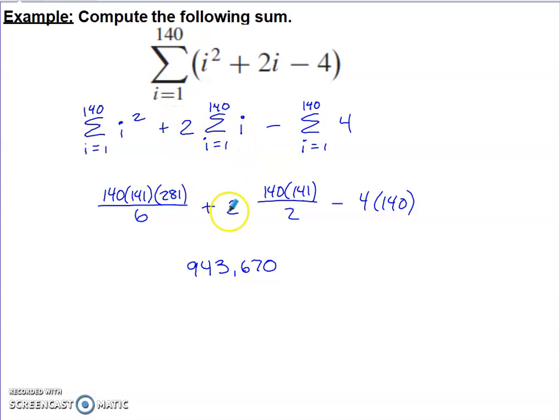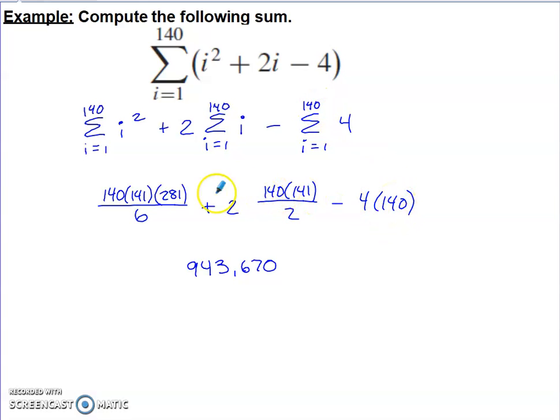So I copy this 2 in, and then that middle formula is going to say I take where the summation ends, 140, multiply by one value above that, 141, and divide by 2. And then the first formula that we saw on that last screen said if you just have a constant as the rule for the summation, you're going to be able to find that summation by taking whatever the constant value is and multiplying by where the summation ends.